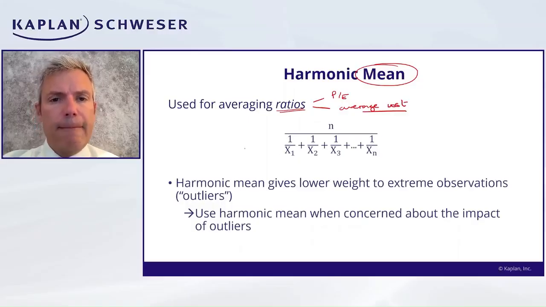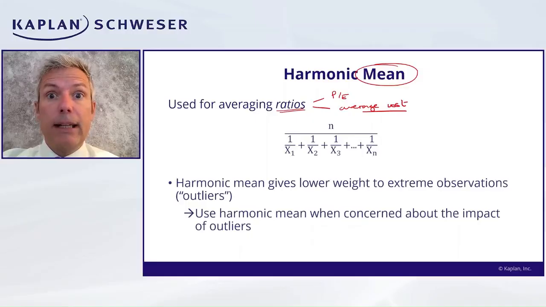Now the formula is pretty ugly. What you do is you invert your observations. So take 1 over your observations individually and then add them up. And then you're going to actually invert that number and multiply by n. That's what's happening on the top there. We'll do an example in a moment because really it's about applying it in a simple way for the exam.